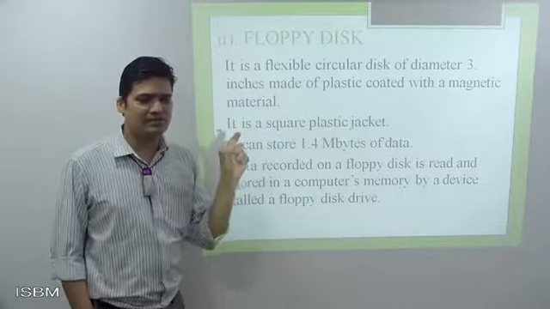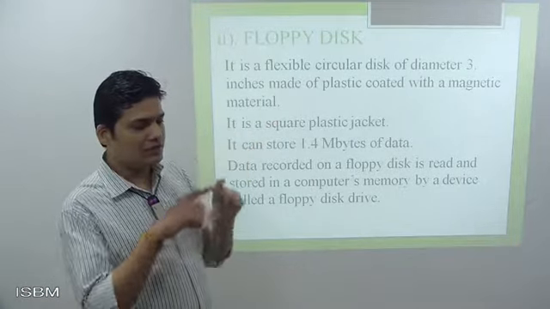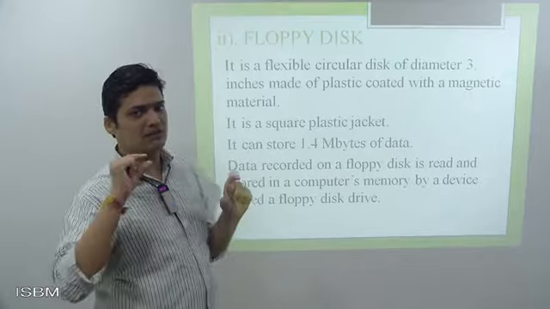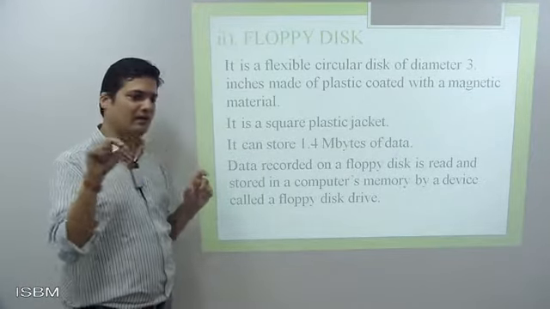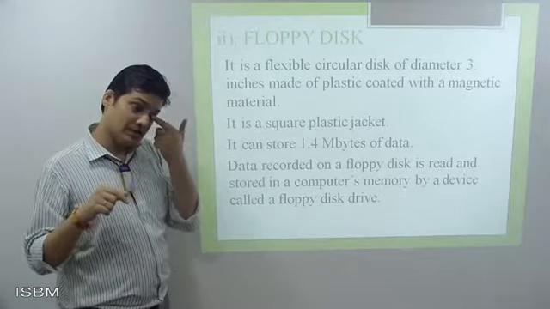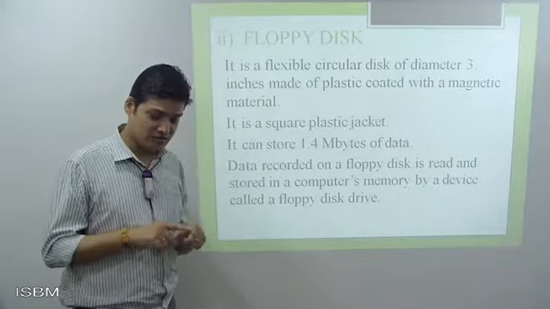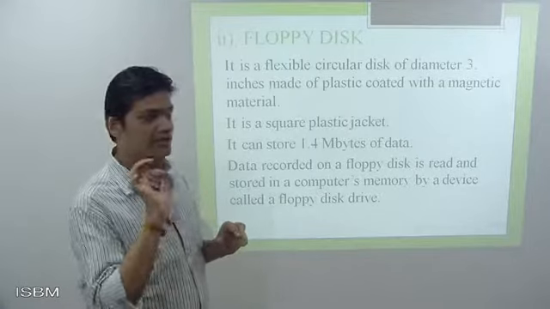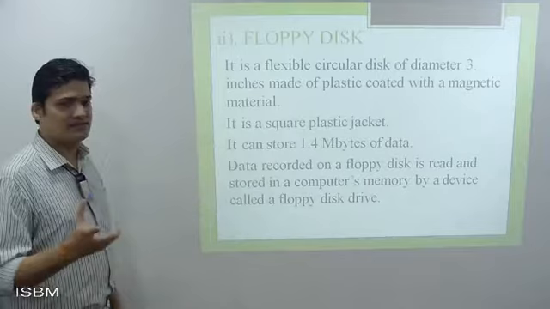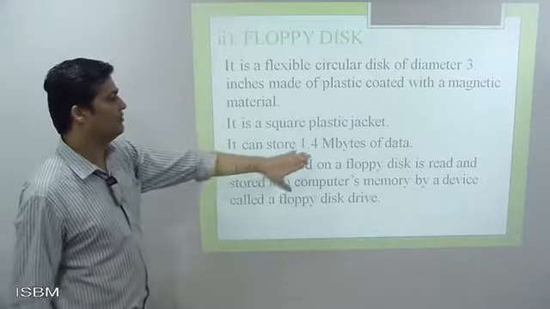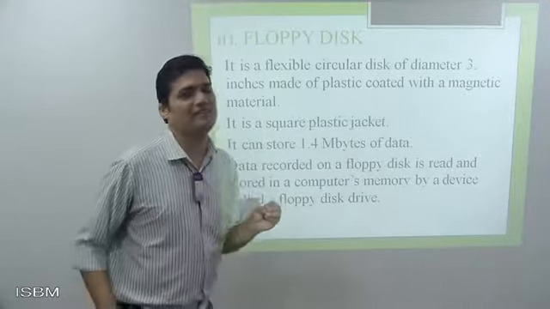If you want, you can search on Google, and you will find the floppy disk has a plastic cover. The body of the floppy disk is plastic, and there is a slot available in your CPU in which you put your floppy disk to store something. It is a square plastic jacket. It can store around 1.4 MB of data. So 1.4 MB is nothing.